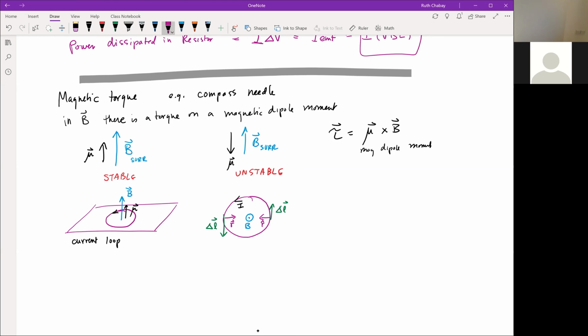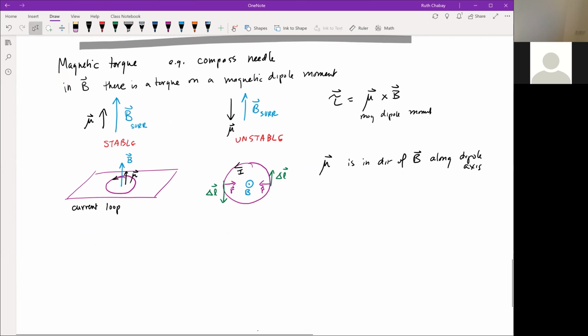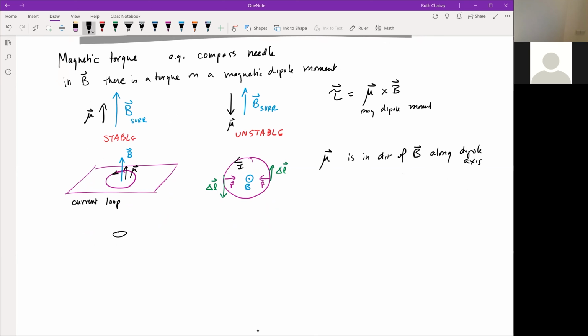And for this current loop, the direction of the magnetic field at the center is also the direction of the magnetic field on the axis. So the magnetic dipole moment is in the direction of the magnetic field along the dipole axis. And that's true for a magnet too. So if we have a north and south, we have magnetic field coming like this. So the magnetic dipole moment of the magnet also points in that direction.